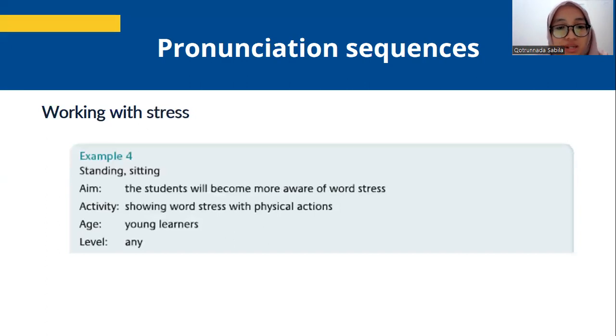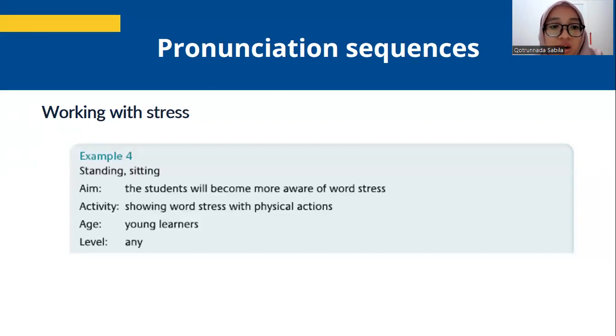Stress is important in individual words, in phrases and in sentences. By shifting it around in a phrase or a sentence, we can also change emphasis or meaning. Young learners are very good at imitating, especially their teachers, and we can help them hear and think about the way words are pronounced by involving them in games and actions.